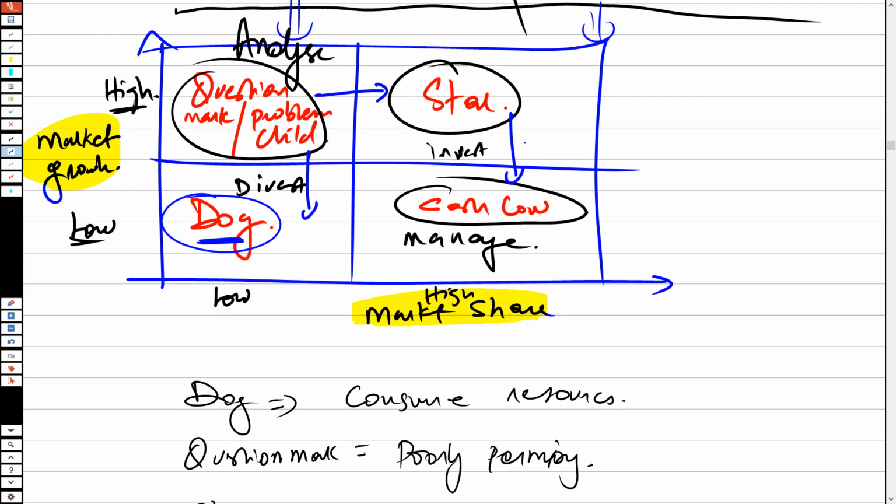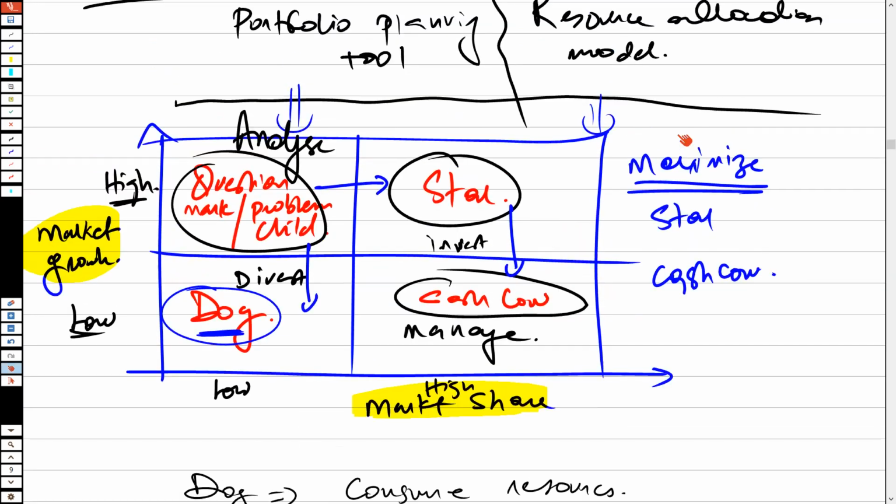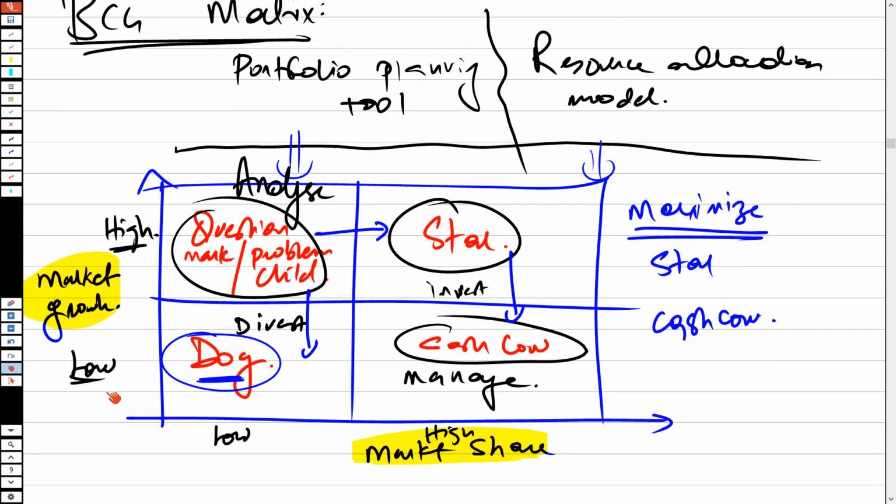So as an organization, what you should try to do is maximize the stars and maximize the cash cows. That is something that you have to do. So basically that was about the BCG matrix.